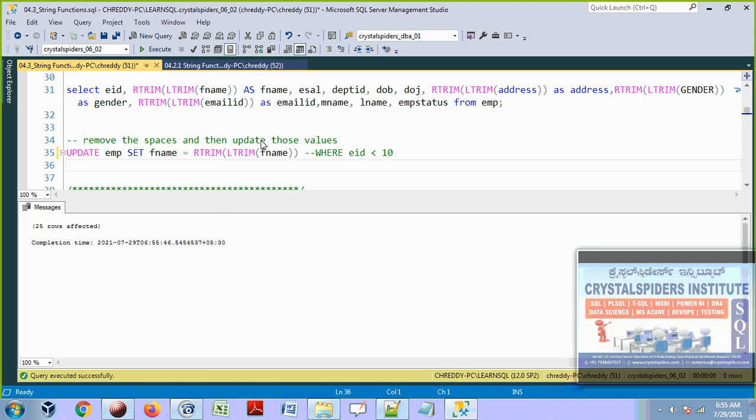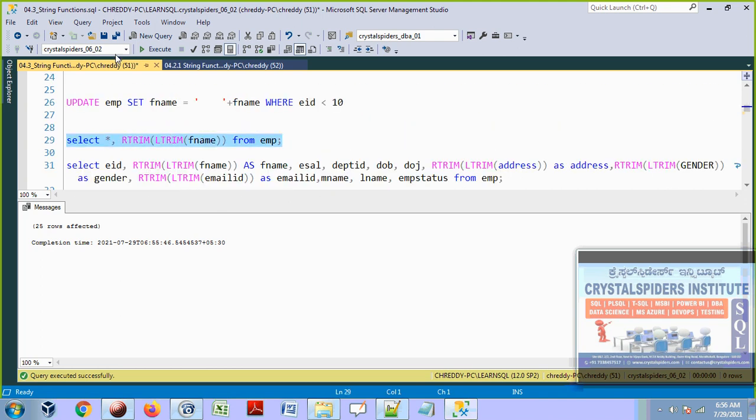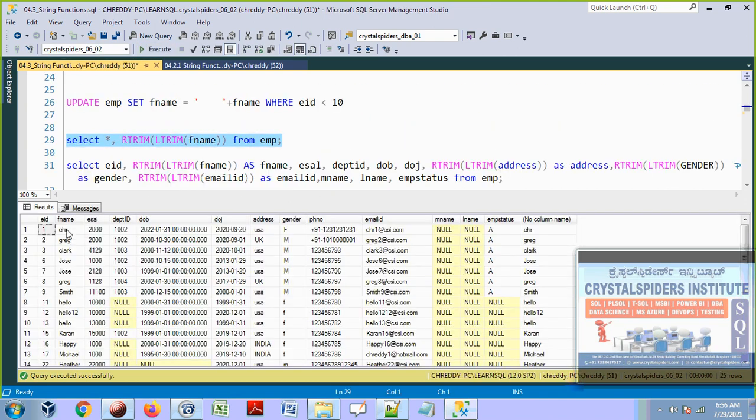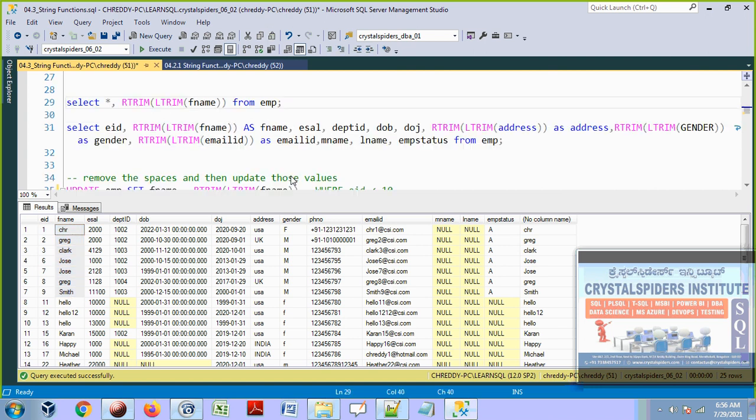So that's what we saw here, guys. And you can see that now there are no more space characters before these names. You see that before these names there are no more space characters because we just now updated it.